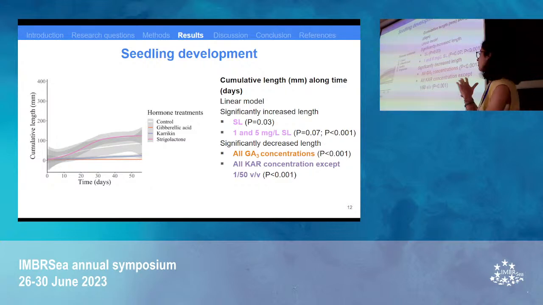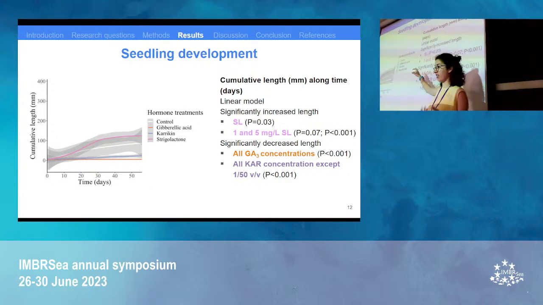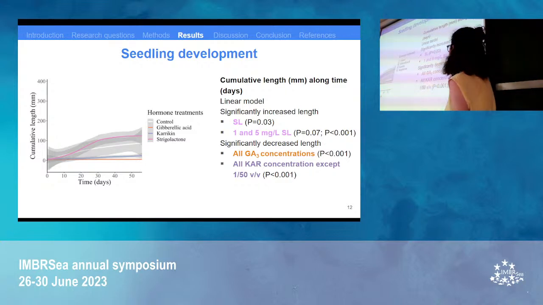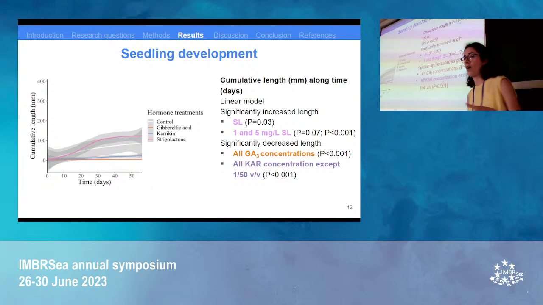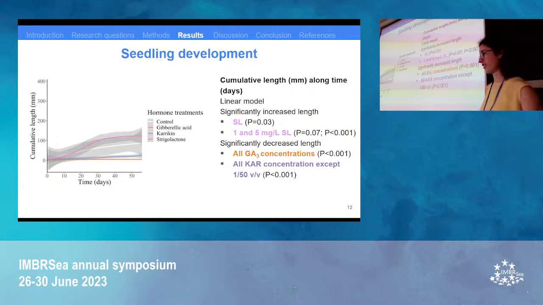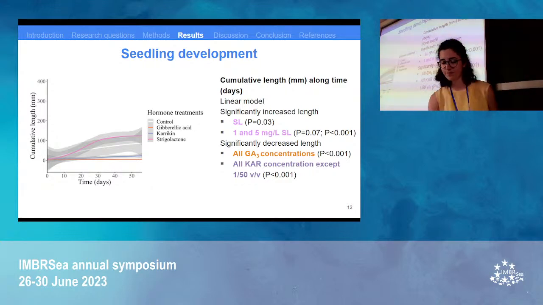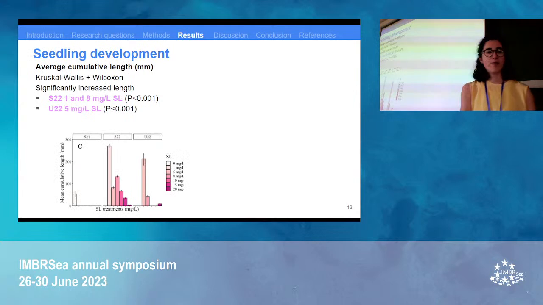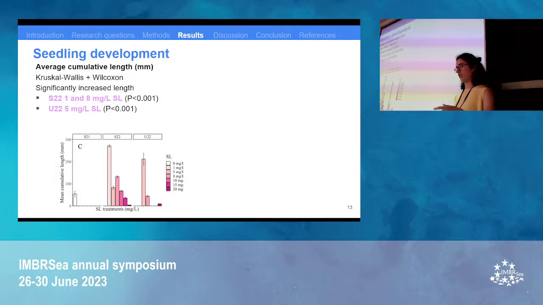And then when we look at the cumulative length along time, we do see that actually strigolactone is increasing significantly for the 5 milligrams per liter concentration. However, oppositely to the germination, we see that GA is decreasing the cumulative length along with karrikin. And when we look at the average cumulative length, the results are further corroborated.